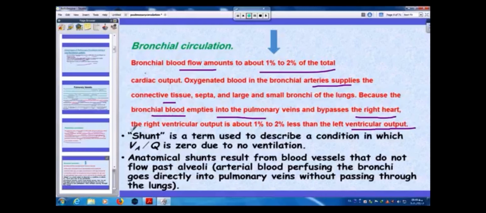Another term we have is shunt. Shunt is the term used to describe a condition in which alveolar ventilation per perfusion is zero, due to no ventilation. Anatomical shunts result from blood vessels that do not flow past the alveoli. Arterial blood perfusing the bronchi goes directly into the pulmonary veins without passing through the lungs. This is a special, non-main circulation in the lungs.